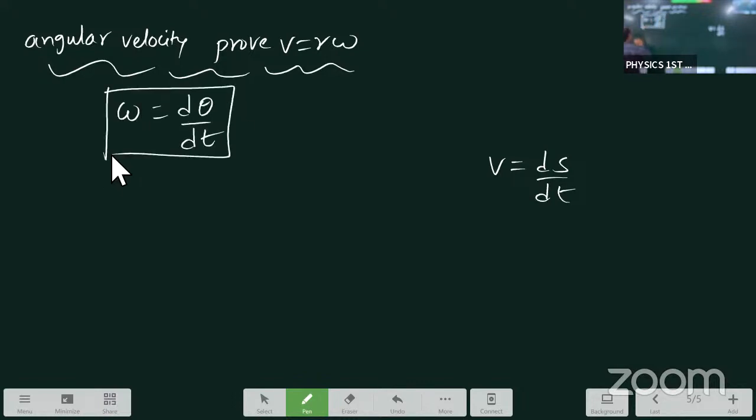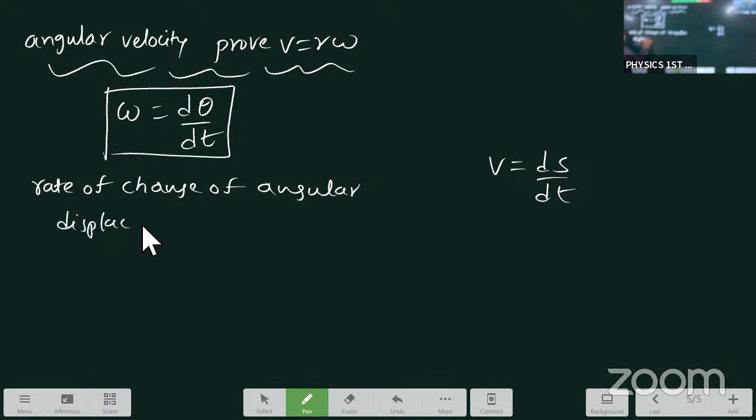This is the rate of change of angular displacement, student. Unit: radian per second. Define angular velocity with V equals R omega.